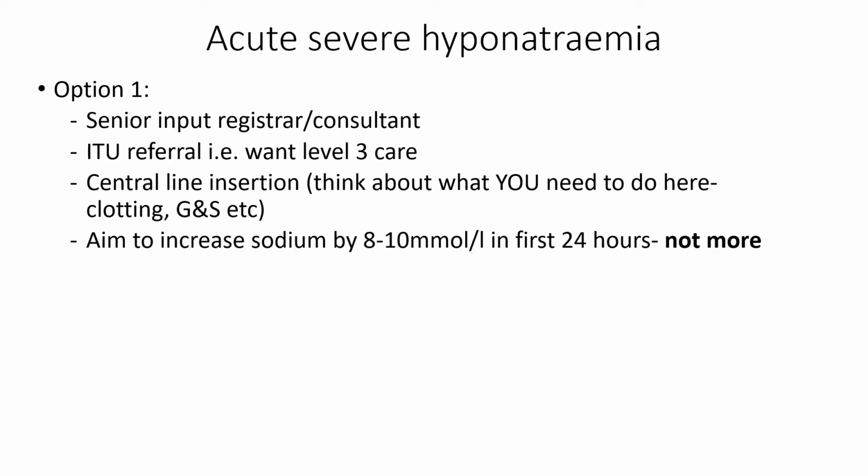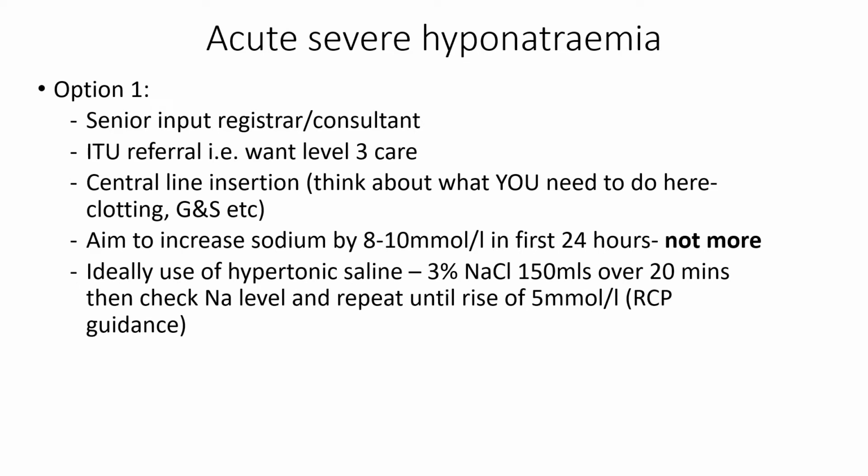The aim with these patients in the emergency setting is to increase the sodium by 8 to 10 millimoles in the first 24 hours and no more than that. Afterwards, you can go up by about 8 millimoles per day. Ideally, you want to use hypertonic saline. That fixes this fairly quickly. So you can use 3% sodium chloride as opposed to normal saline, which is 0.9%. You can use 150 mLs over 10 to 20 minutes, recheck and repeat, and you're looking for a rise of 5 millimoles overall. This is based on the Royal College of Physicians guidance.